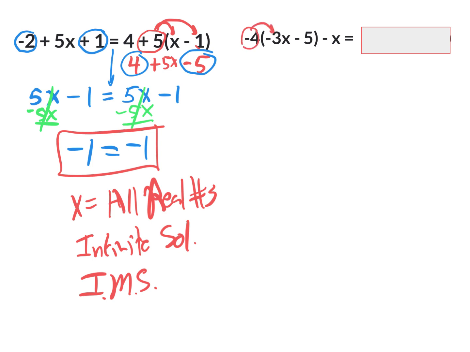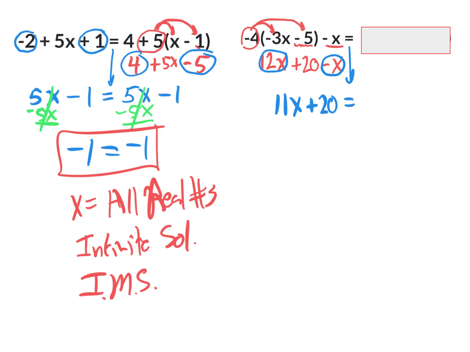A negative 4 times negative 3x, that's a positive 12x. Negative 4 times a negative 5, that's a positive 20. Bring down the minus x, just write it right here. And we have distributed. Now, do we have any terms that we could combine? We have 1, 2, 3 terms. Out of those 3 terms, we could combine the x's with the x's. In other words, 12x take away 1x is 11x's. Bring down the plus 20, bring down the equal sign, and now you could focus in on simplifying the right side.